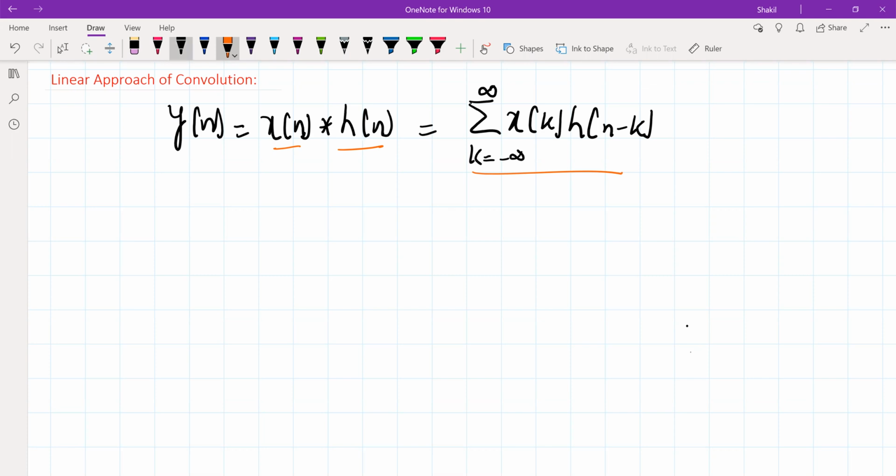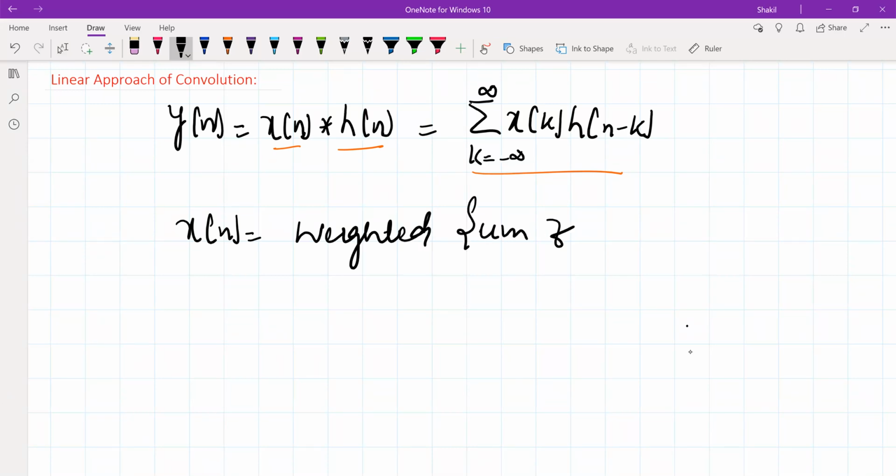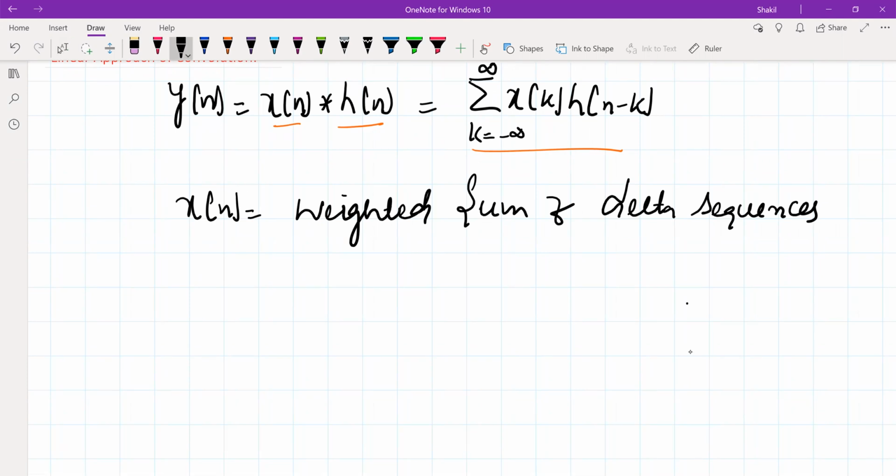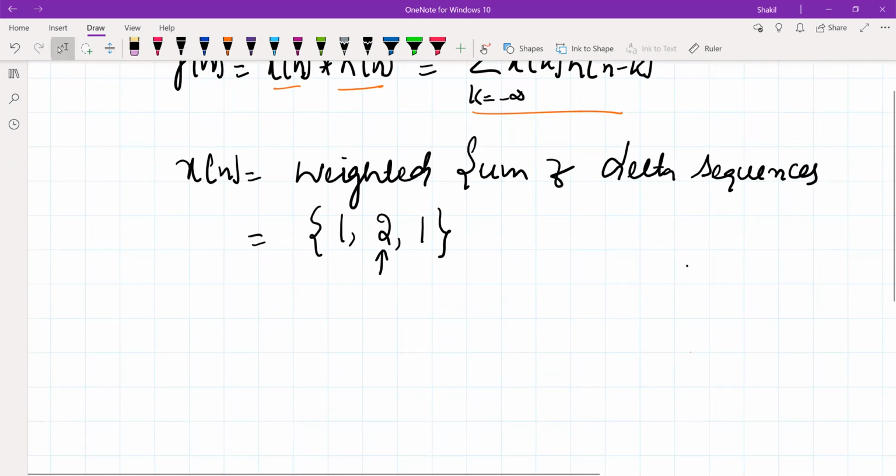In the linear approach, we express x of n as a weighted sum of delta sequences. To illustrate this, let's take the example of x of n as 1, 2, 1. So this is our sequence, and this is our n equal to 0 point.